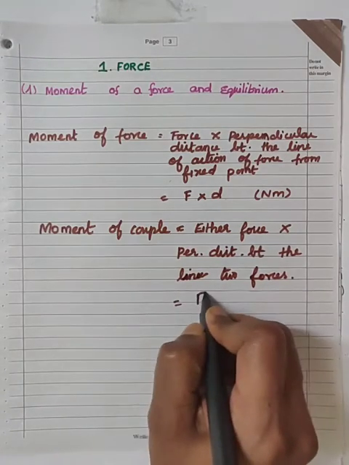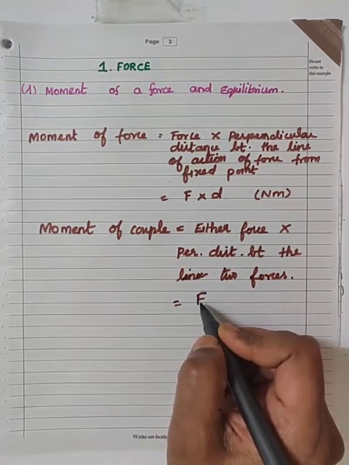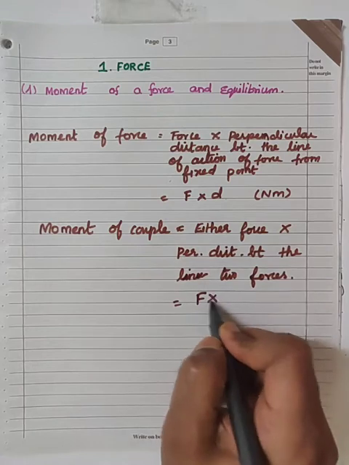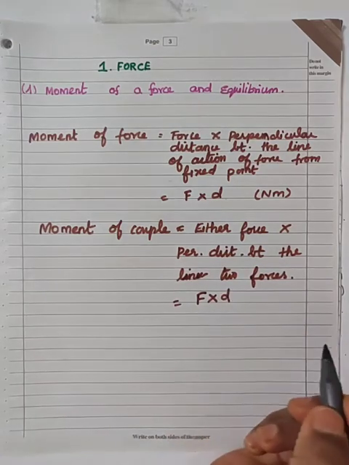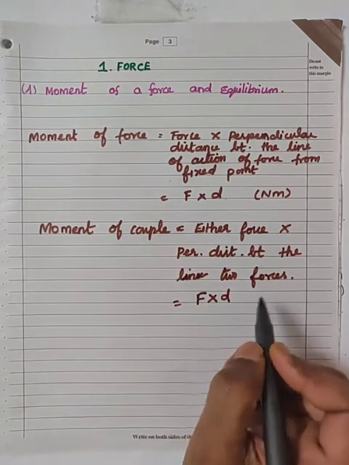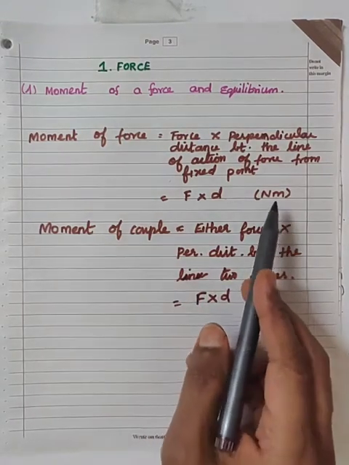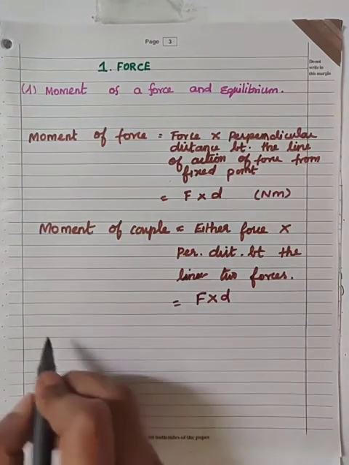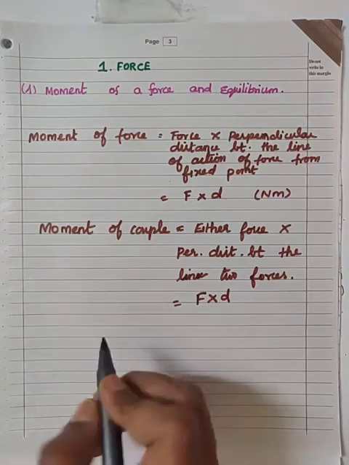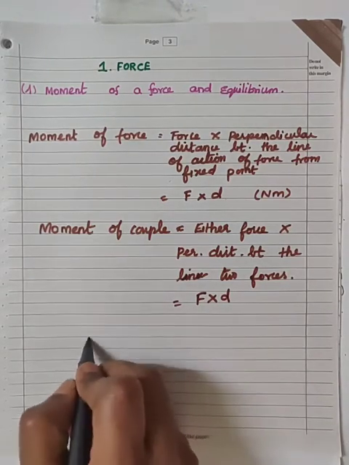Again here the magnitude of force is represented by the symbol F, and the perpendicular distance between the two forces is represented by the symbol D. So it is F into D. The SI unit of moment of couple is also the same, Newton meter.